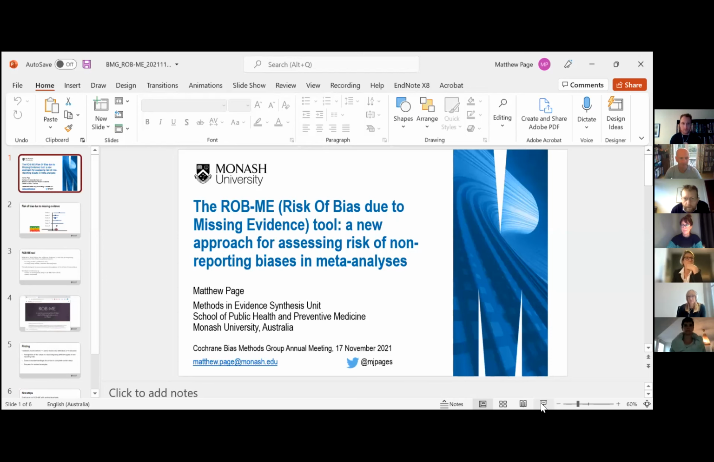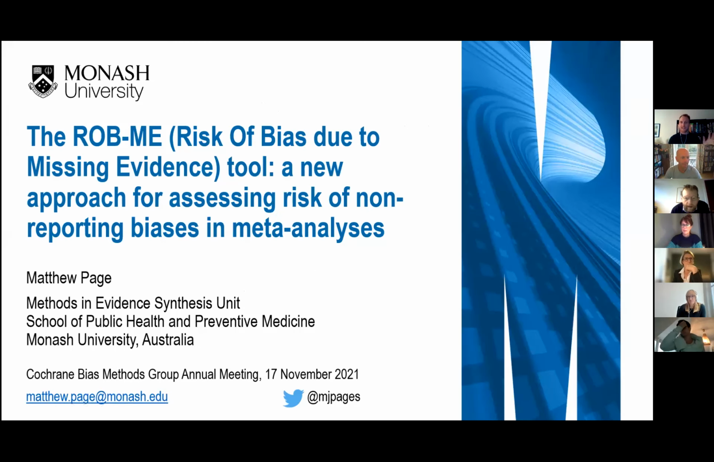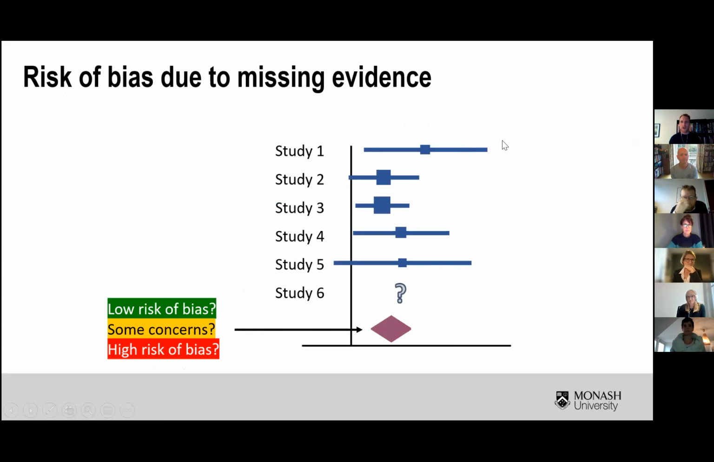There. Excellent. So I'll just give a very quick overview of where we're up to with ROB-ME. So ROB-ME tool stands for Risk of Bias Due to Missing Evidence. And this is a new approach we've been developing over the last couple of years for assessment of non-reporting biases in meta-analyses. Essentially what we're trying to get at with this tool is to enable authors to look at a synthesized result, such as a meta-analysis result, and make a judgment about whether that meta-analysis result is at either low risk of bias, whether there's some concerns about it, or at high risk of bias due to either unpublished studies or selectively reported results of studies.